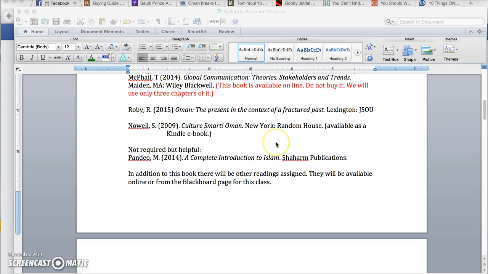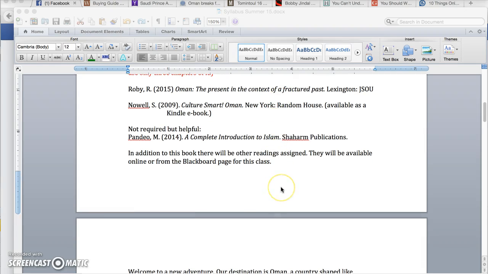The Culture Smart is available as a Kindle ebook. It is available in our bookstore. They do have it on hand, but it's also available as a Kindle ebook, which is how I have it. And that might be a handy way if you're going to take your Kindle or your Kindle app along with you to be able to refer back to it.